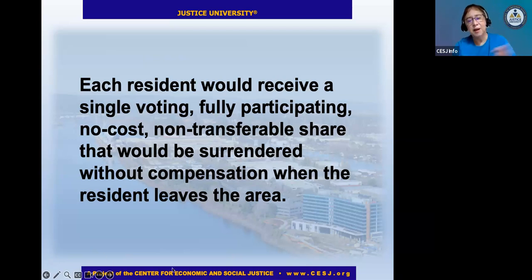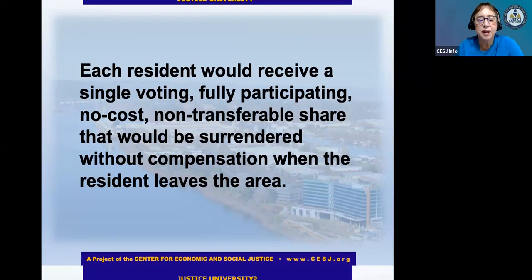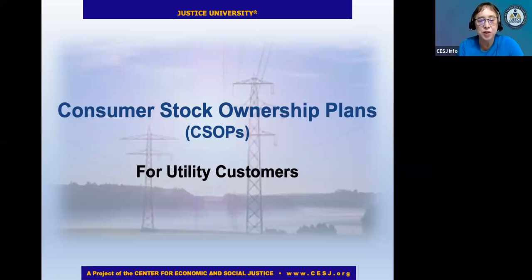Okay, so how this is set up, there's much more detail, but the idea is that while you're in the area, you get one share, full dividend payout, full voting share. If you leave, you surrender it or it gets canceled. If you come back, another share is established for you. Then we have consumer stock ownership plans, which would use the same idea of being able to borrow in order to build whatever the utility company may need, but with that new financing, creating ownership for the customers.